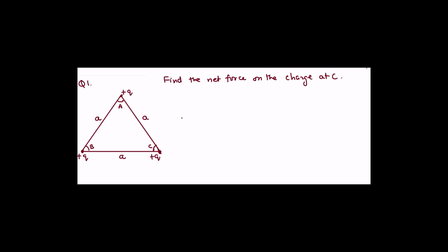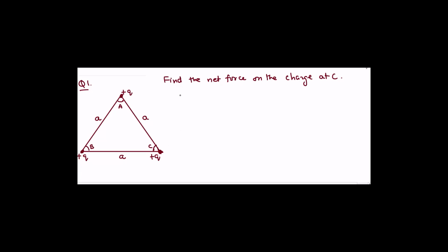Let us look at some numerical questions on Coulomb's law. The first question that we have taken: here we have three identical charges +q placed on the vertices of a triangle. So these are the three vertices A, B, and C, and identical charges +q are placed. The triangle is an equilateral triangle, so all the sides are a. Obviously, all the angles will be 60 degrees. We have been asked to find the net force on the charge at C.